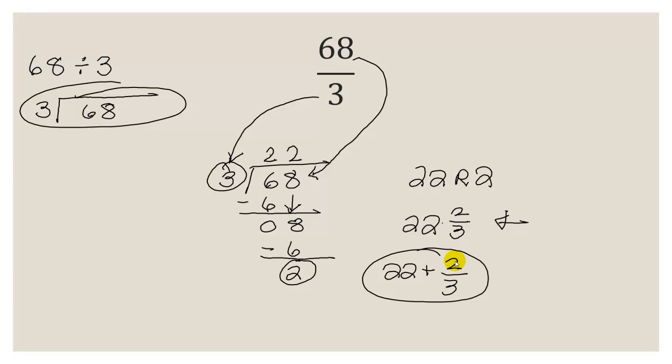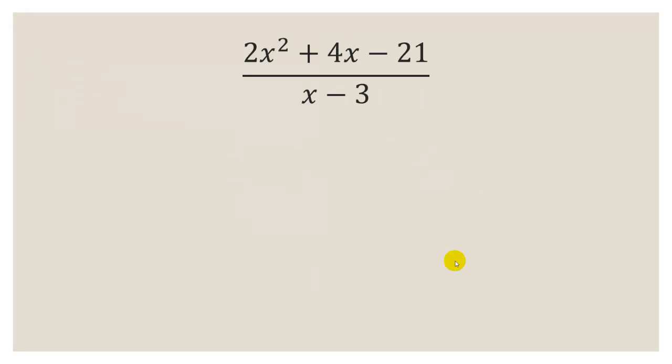All right, let's do the same kind of procedure, but with polynomials. Here we have 2x squared plus 4x minus 21, all divided by x minus 3. You might be able to do this by factoring, but let's try to do it with long division instead. And I'm going to use the same procedure. I'm going to take the numerator and put it inside the box. So we have 2x squared plus 4x minus 21. All of that is divided by x minus 3.